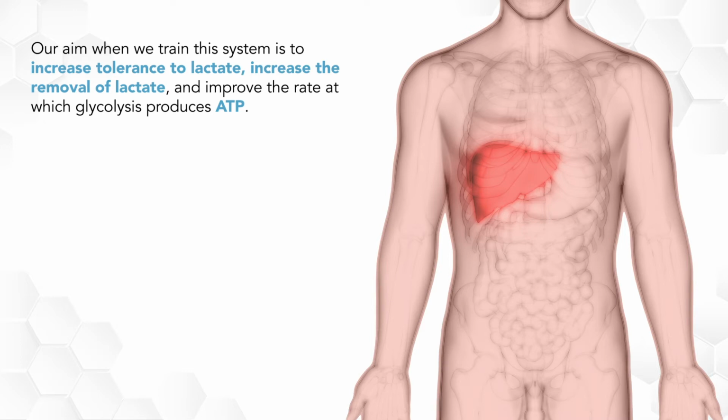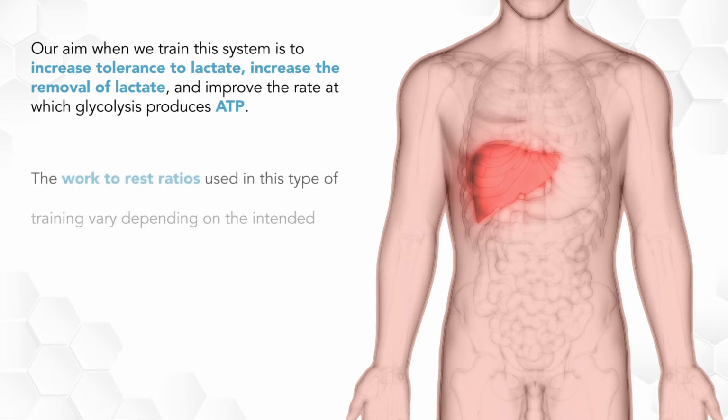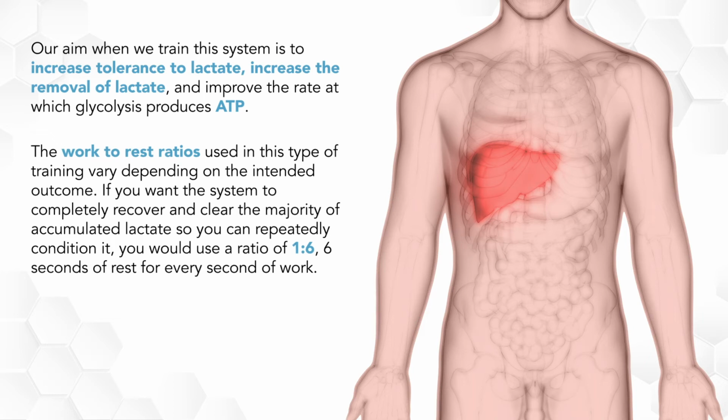This is the type of high-intensity training that burns, as the active muscles become increasingly acidic. The work-to-rest ratios used in this type of training vary depending on the intended outcome. If you want the system to completely recover and clear the majority of accumulated lactate so you can repeatedly condition it, you would use a ratio of 1:6, 6 seconds of rest for every second of work.